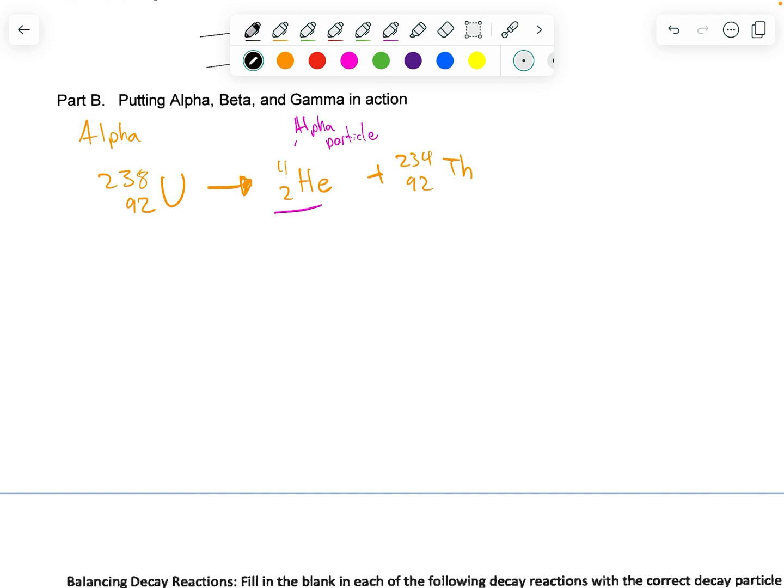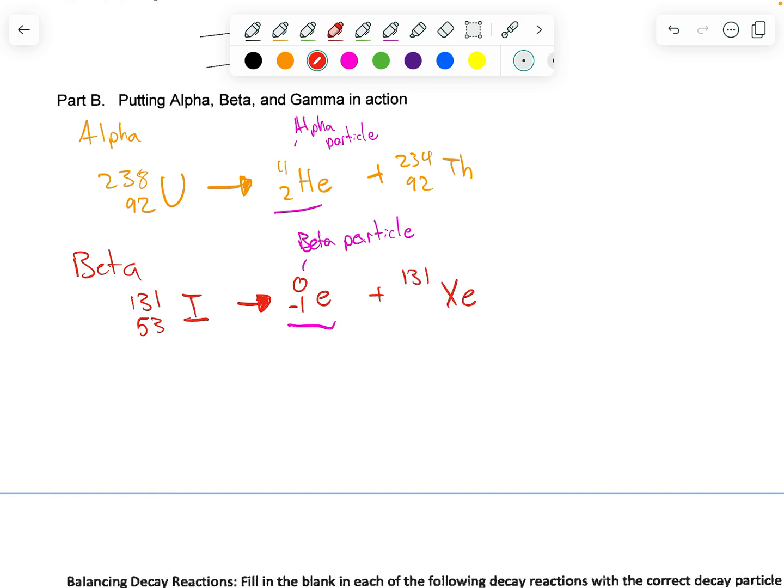Now, this right here, that is your alpha particle. A beta decay looks something like this. Again, you have a radioactive isotope. In this case, this is iodine, and it's going through beta decay. This right here is a beta particle. So if you see that, just know that you are undergoing beta decay. After the beta particle gets kicked off, remember, during beta decay, one of the neutrons becomes a proton. So instead of having 53 protons, we've changed one of our neutrons into a proton and it became 54.